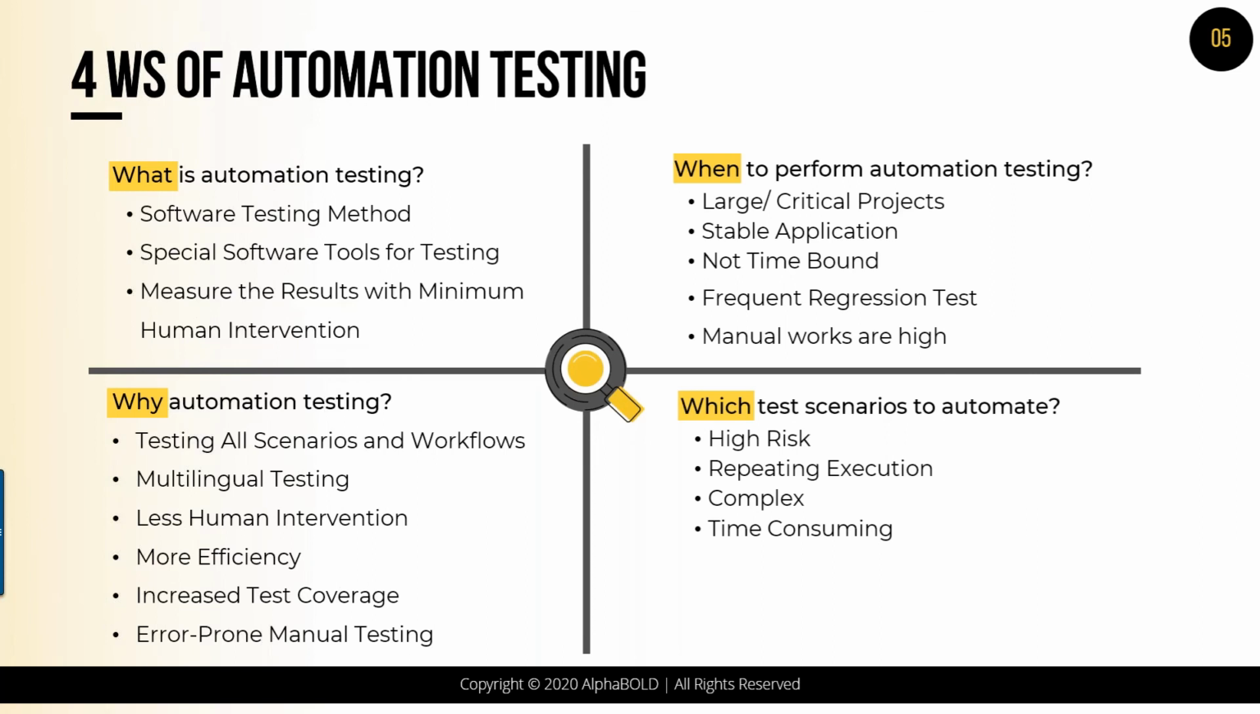Last thing is which test scenario to automate. The test scenarios which are high risk and business critical test cases need to be automated so that humans can minimally intervene in those scenarios. Test cases that are repeatedly executed, test cases that are very tedious and difficult to perform manually, and also those that are time consuming. Those test cases or test scenarios we need to automate to get the things done for us.